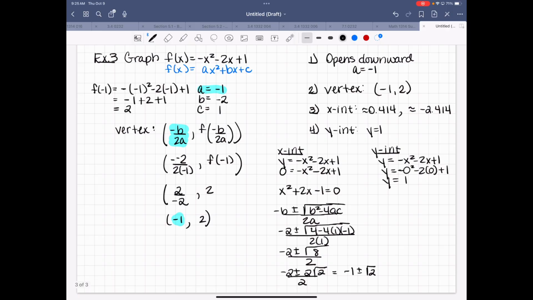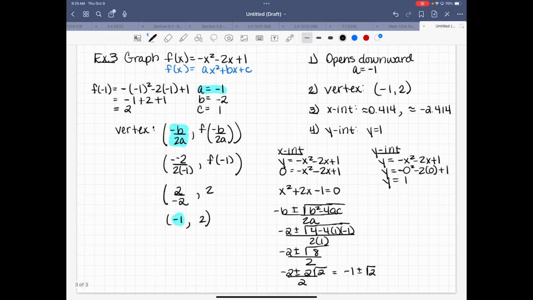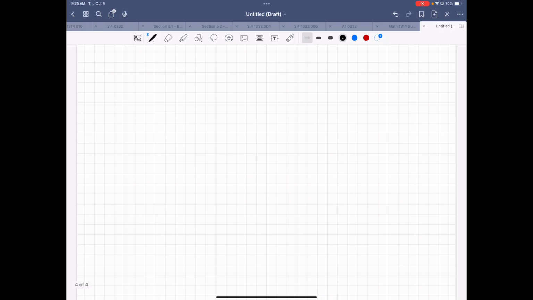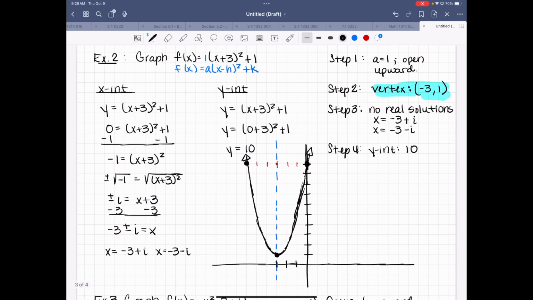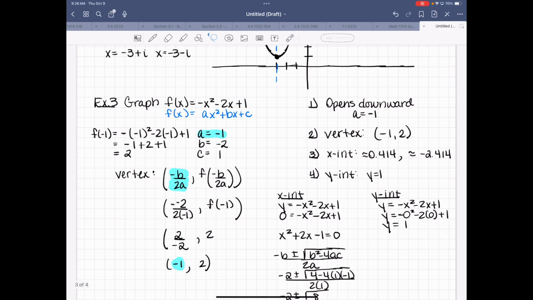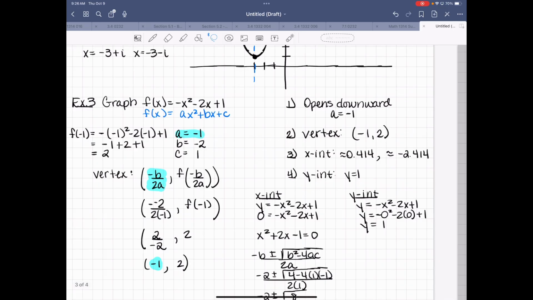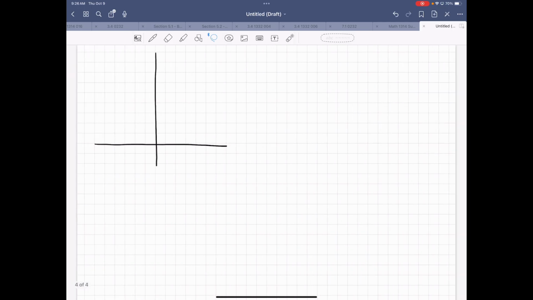Now, I'm going to have to flip a page to graph it. Okay, so let me go over here. I don't know if that's going to be big enough. Where am I at? We know it opens downward. Hold on, I'm going to copy this. I'm going to lasso it. And we're going to go over here.